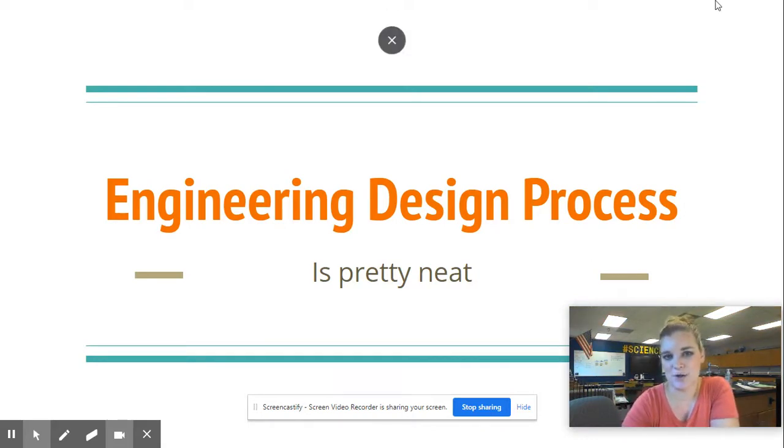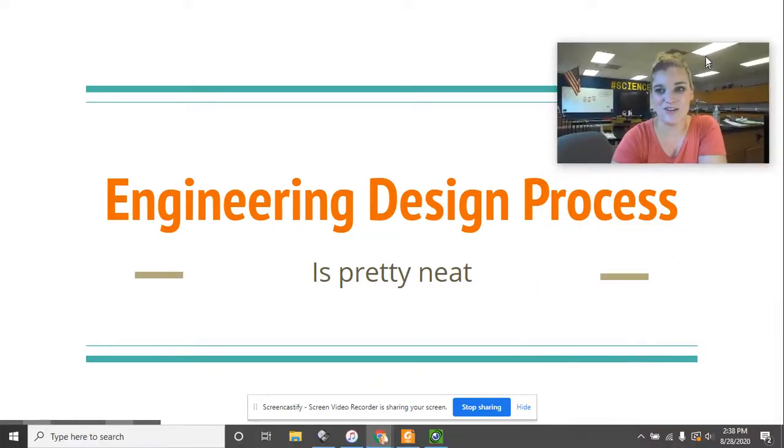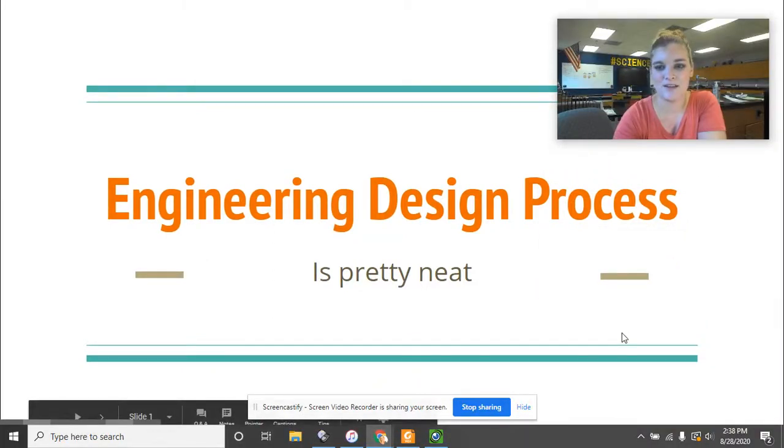So the engineering design process is used by engineers to create new technology and make improvements to our everyday life. So every time you get an app upgrade, every time a new phone comes out, even when you see some cool new design for a mechanical pencil, that has all gone through the engineering design process.